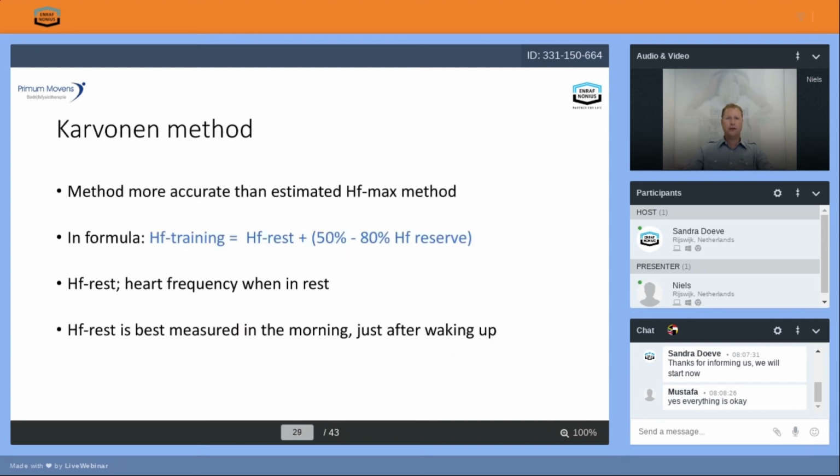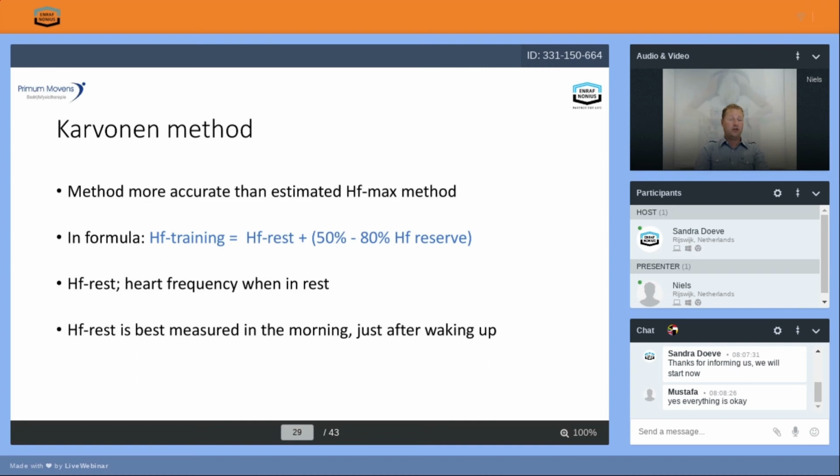Then you have the Karvonen method. It is actually a method that is a little bit more accurate than the estimated maximum heart rate method. In formula, the training frequency in the Karvonen method, Mr. Karvonen, a professor from Finland who came up with this method, takes into account the heart rate reserve within this training formula.